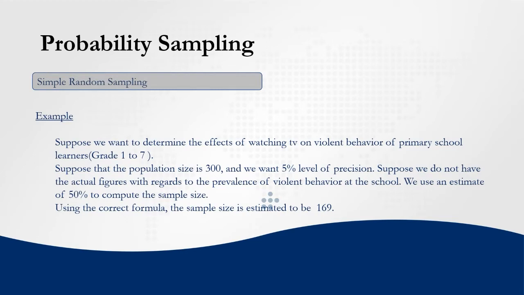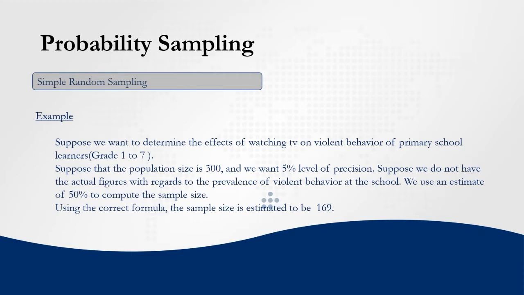For you to be able to determine the sample size, which is not the topic for today, you need to have the population size, and then you must know the level of precision, to say, how precise should my estimates be? What error am I willing to accept? So in this particular case, we say we want a 5% level of precision. Suppose we don't know the level of violent behavior, but we can see that it is there and it's really causing instability in the school.